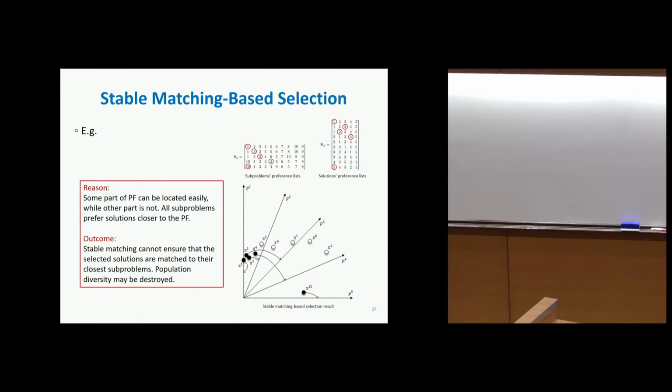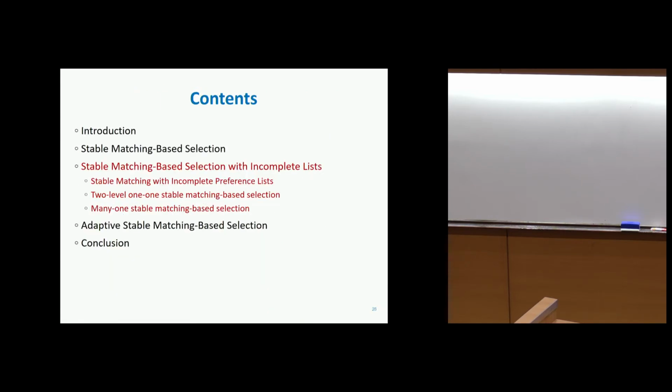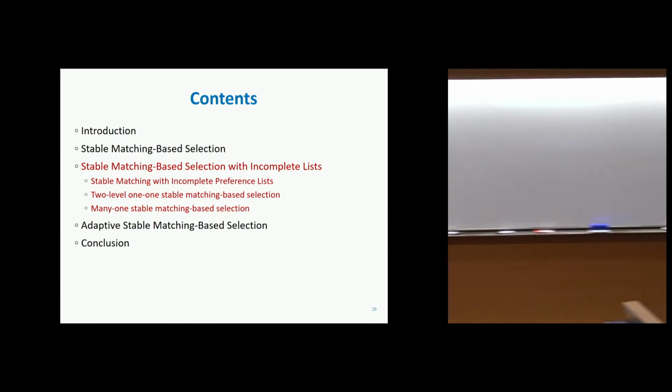So this is a solution that comes out from the MOEA/D. Based on this, you can see that the stable matching is not able to ensure that the selected solutions are matched to the closest subproblems, and in this case, the population diversity is being affected. So we are trying to resolve this problem. We came up with another way of thinking.